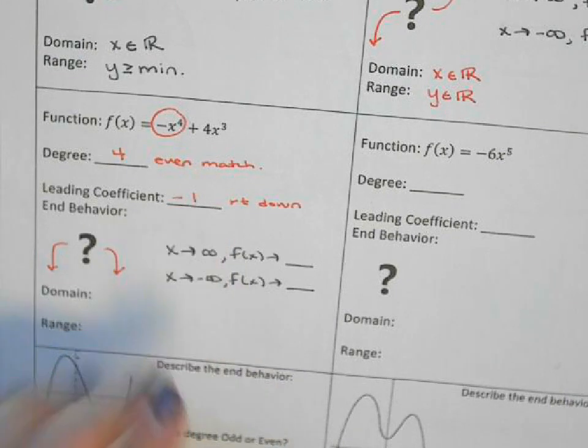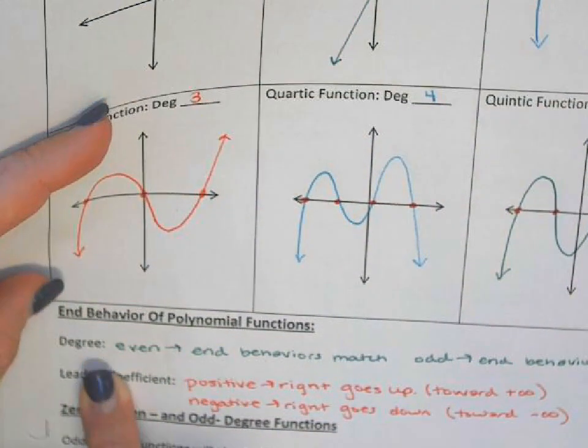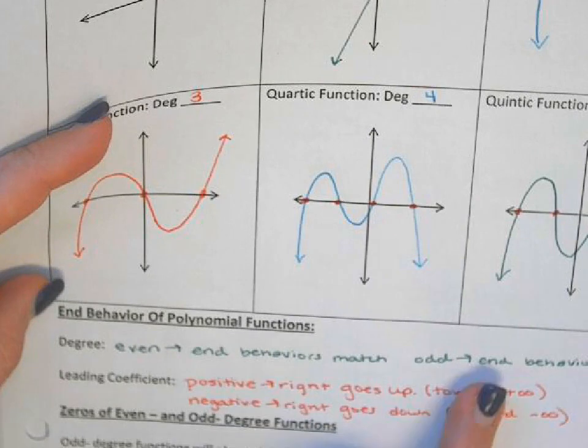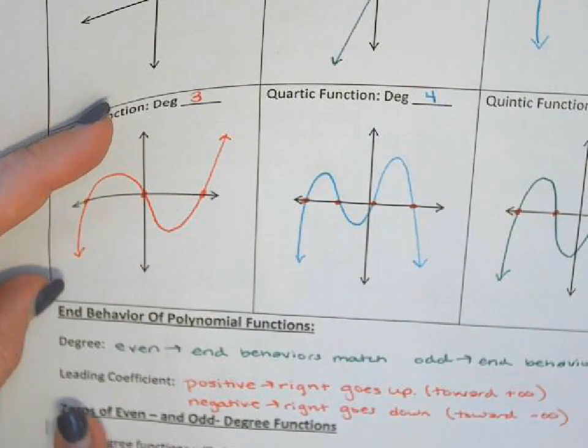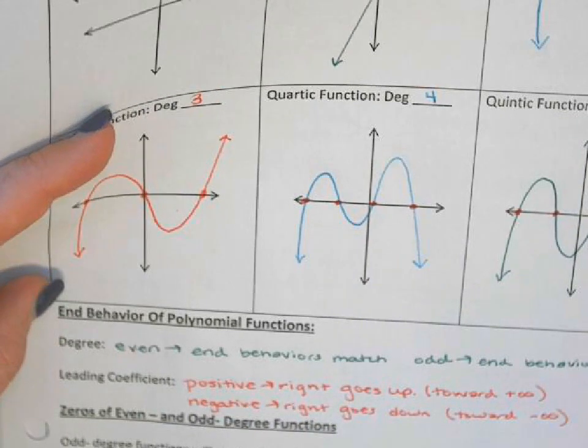Okay. And those are your rules that we wrote right in here. So the degree tells you if the end behaviors match or are opposite. The leading coefficient, that number, if it's positive versus negative, tells you if the right side's going up or down. So that's how you figure that out. Does that make sense? Okay.